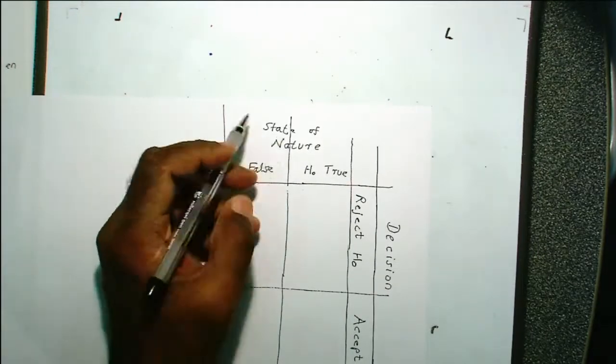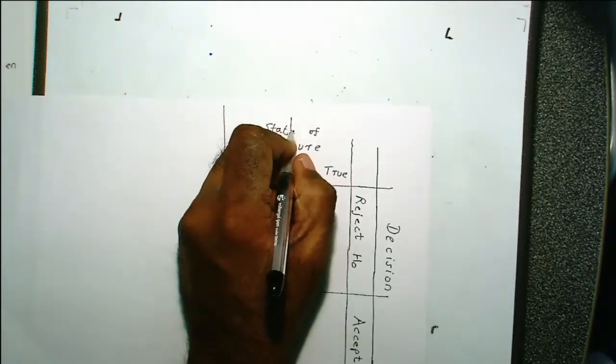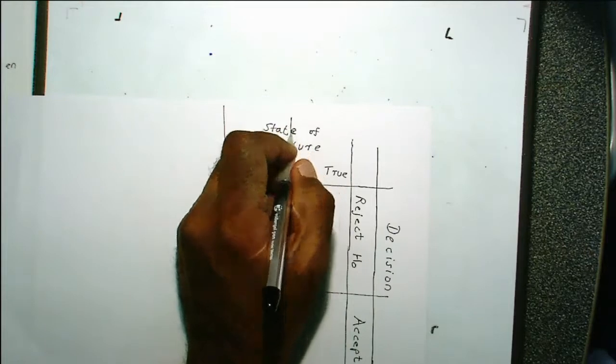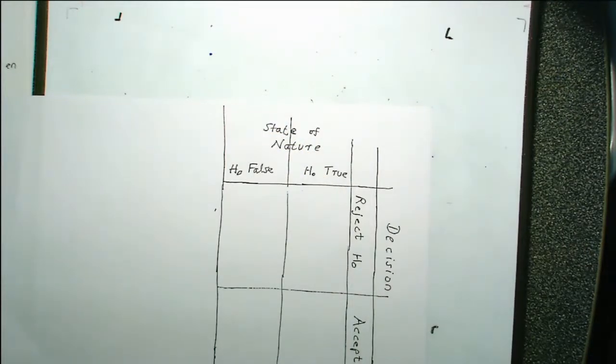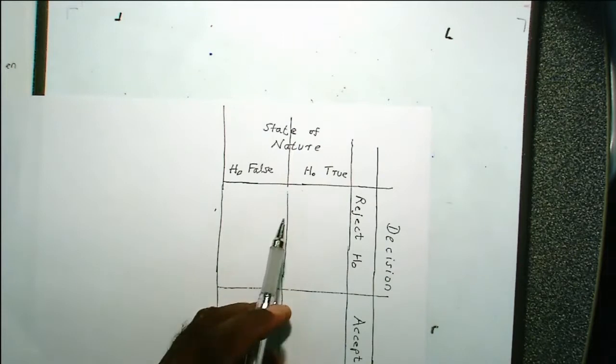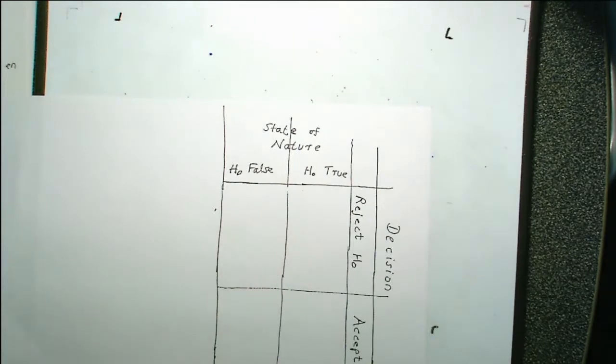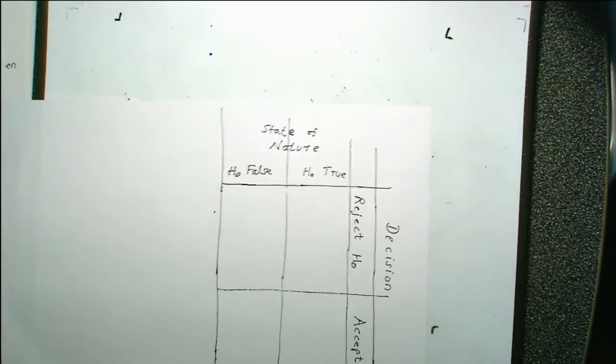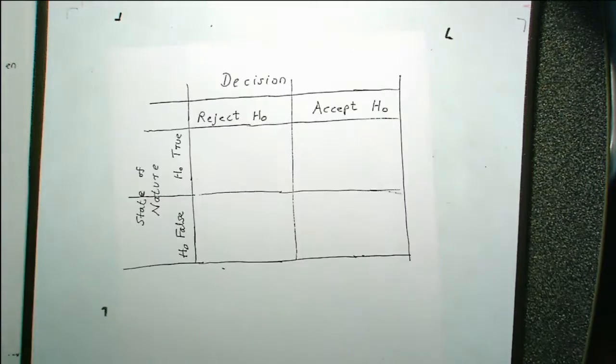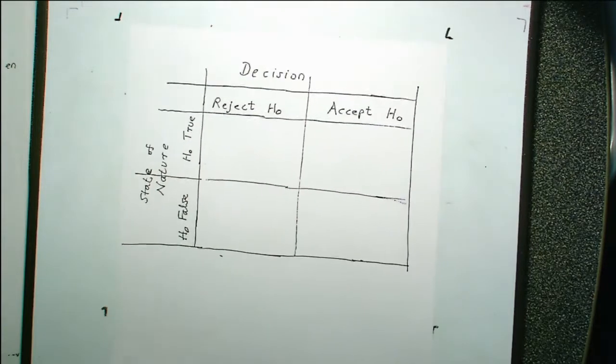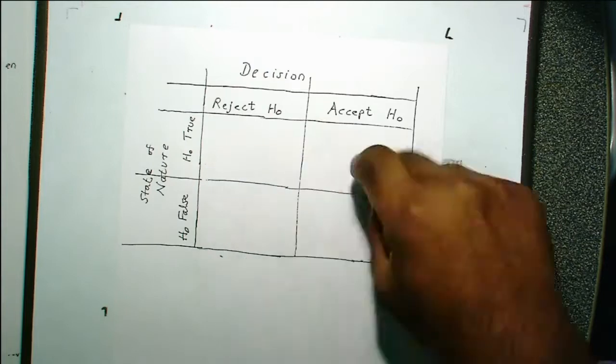This is the state of nature. State of nature is, I mean, we have no control over it. Only God knows what happens, right? The state of nature can be one of two things, right? Either H0 is false, yeah, or H0 is true. You follow what I'm saying? Yeah? But we have no control over the state of nature because we are only human, right? We don't know what the state of nature is. Yeah? So there are four things that can happen, either this, or this.